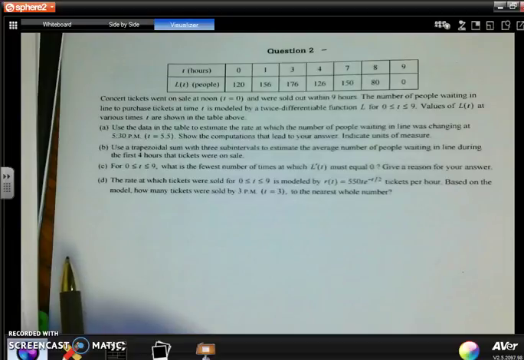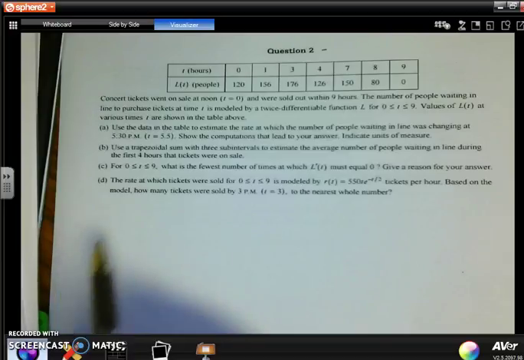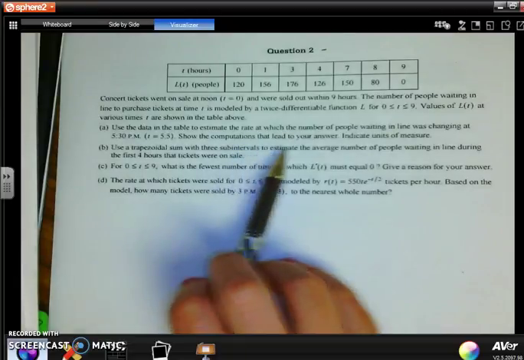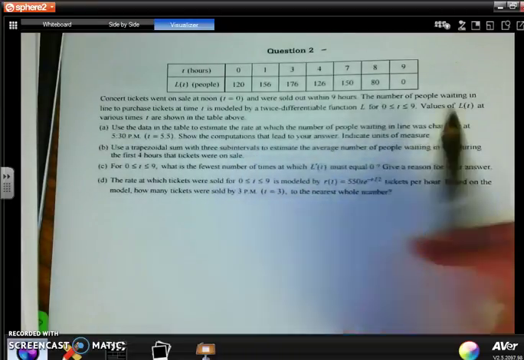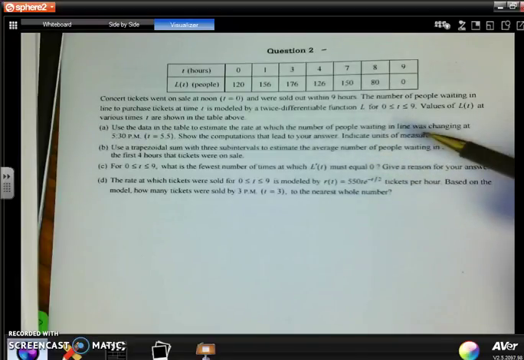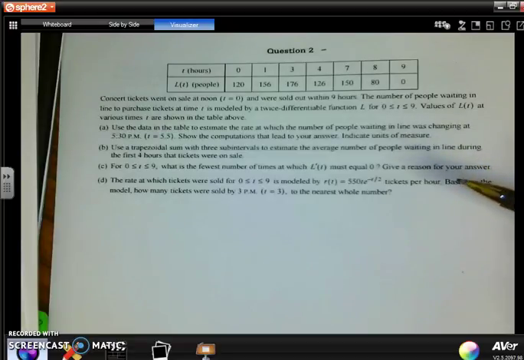It says use the data in the table to estimate the rate at which the number of people waiting in line was changing at 5:30, which is 5.5. Show the computations that lead to your answer. Indicate units of measure. Guys, if they say indicate units of measure, it's usually on the scoring guide that you need to have those units to get full credit. So make sure if they're asking you for those units of measure that you definitely indicate them.